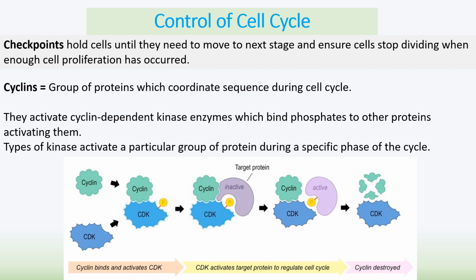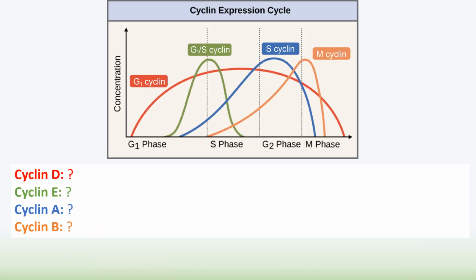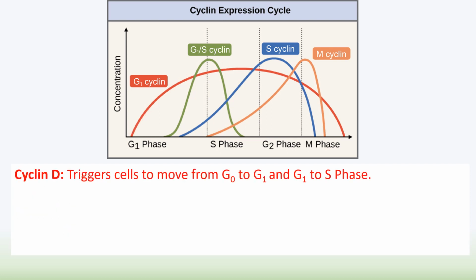So let's have a look at some of these. So here you can see the different cyclins that control the different levels. So you can see here we have cyclin D, which activates therefore the move from G0 to G1. So you see the number of levels increase during G1.